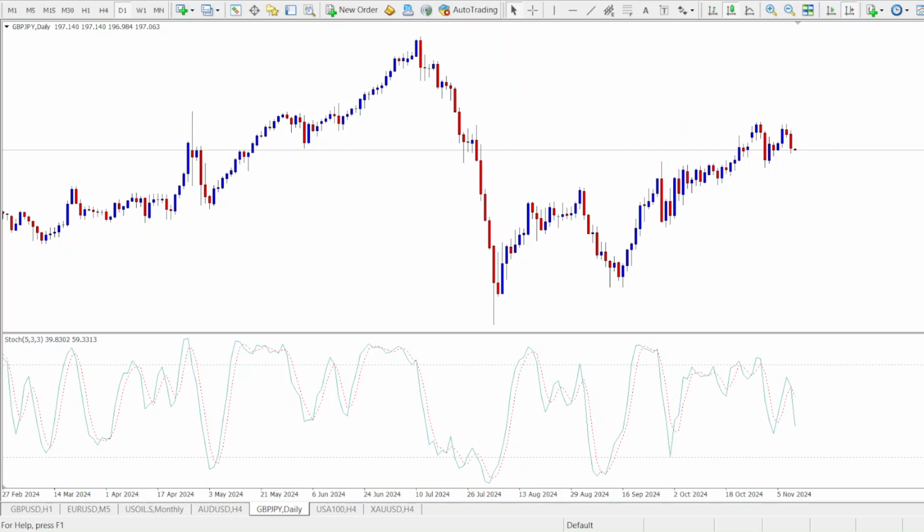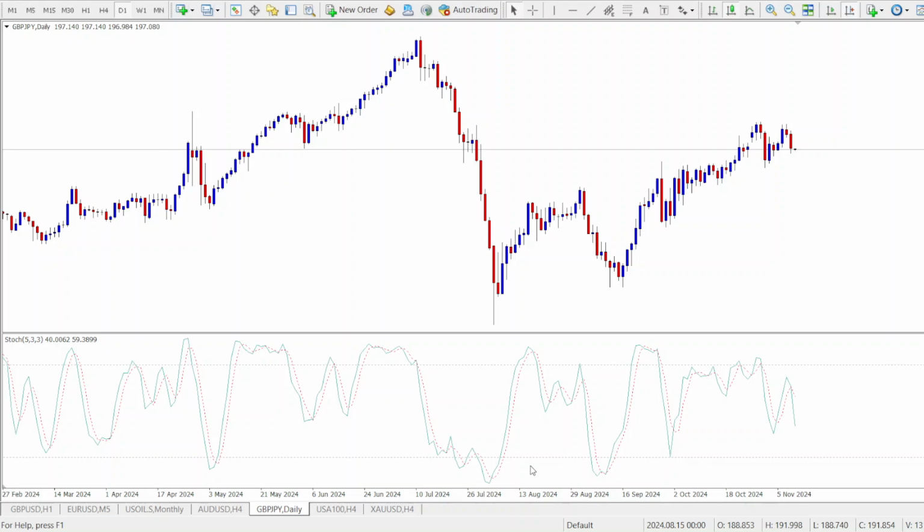So how exactly do you use these crossovers? Let us break it down. A bullish crossover occurs when the faster percentage K line, which is this green line, crosses above the percentage D line, which is this dotted red line, while both lines are in the oversold region, below the 20 level.